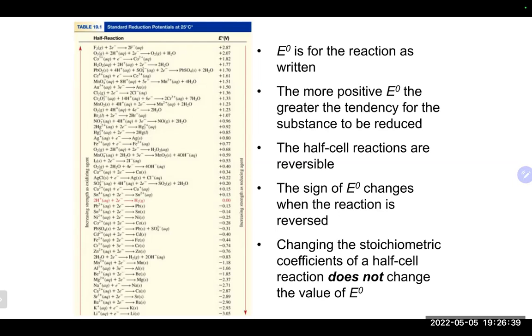Now, how do you know when you put two things together, what's your anode and what's your cathode? You could actually use the SRP values to help you decide which one should be the anode and which one should be the cathode. The more positive E value that you find on the table has a greater tendency to be reduced, which means it should be which one, the anode or the cathode?